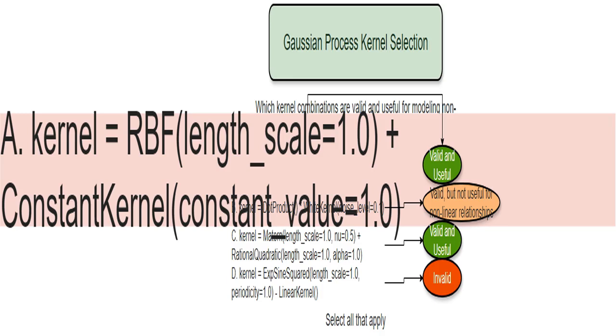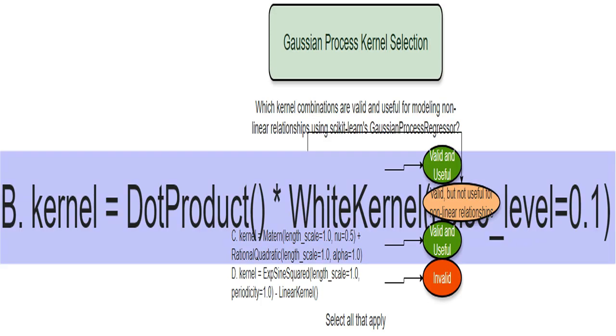This combines a radial basis function, RBF, kernel, which is excellent for nonlinear relationships, with a constant kernel, which adds a constant bias. Adding a constant offset is frequently helpful, improving model fit. This combination is valid and very useful for modeling nonlinearity. It's a great choice.